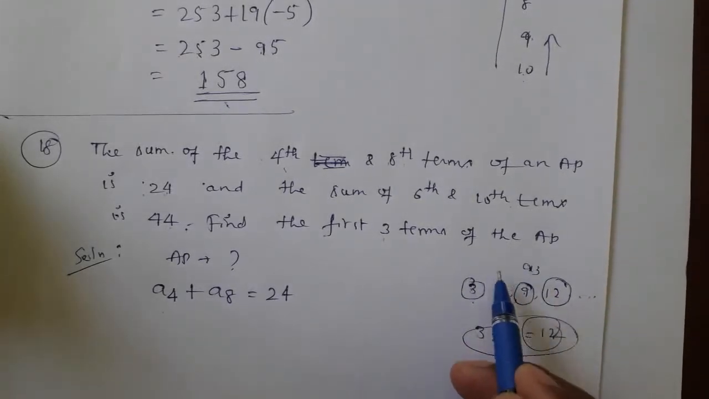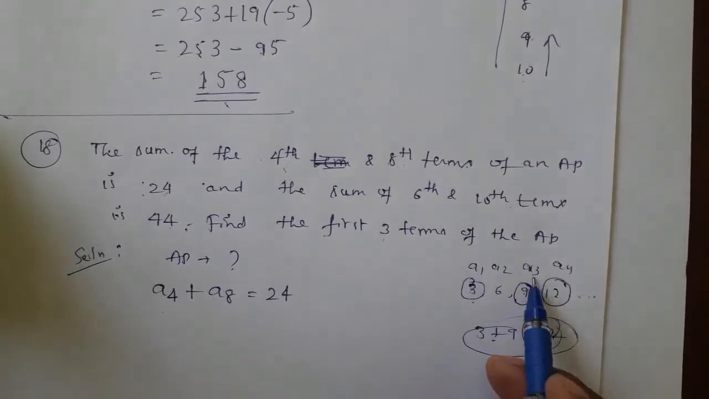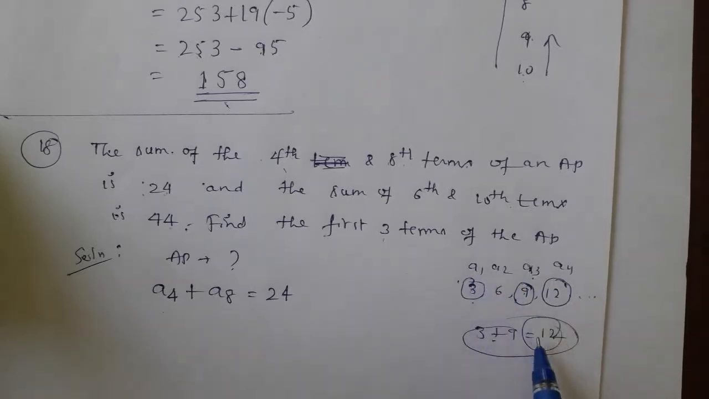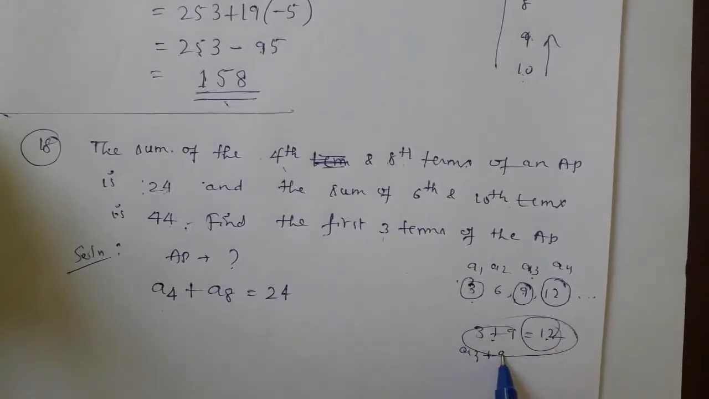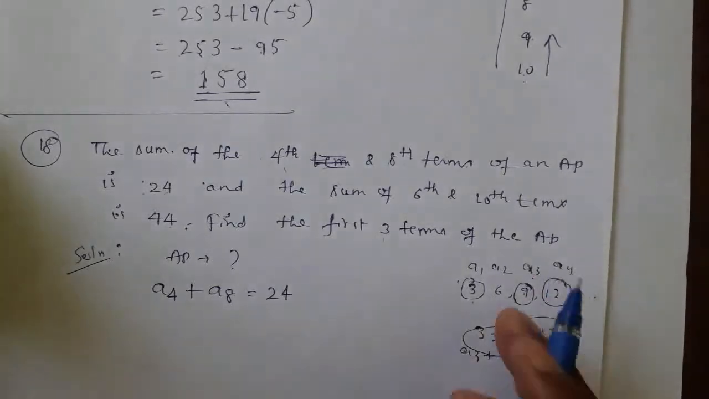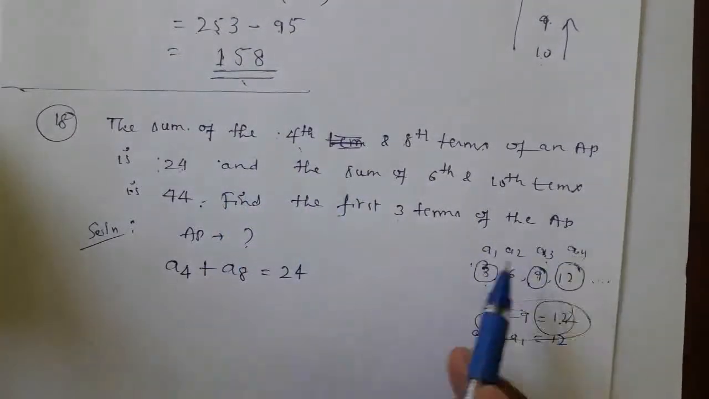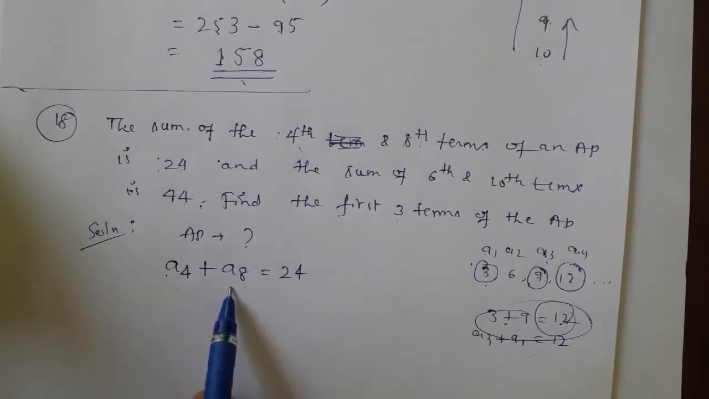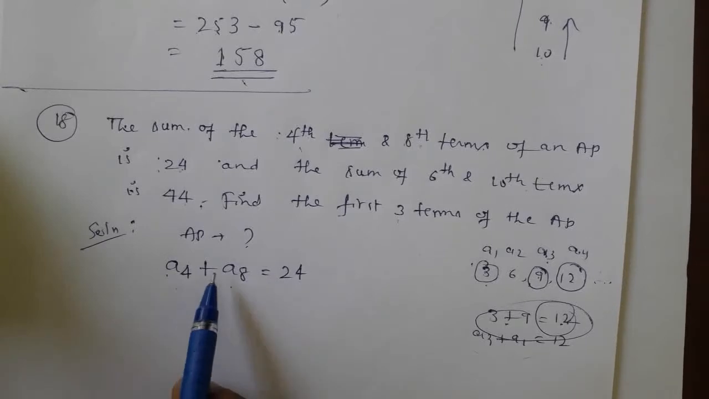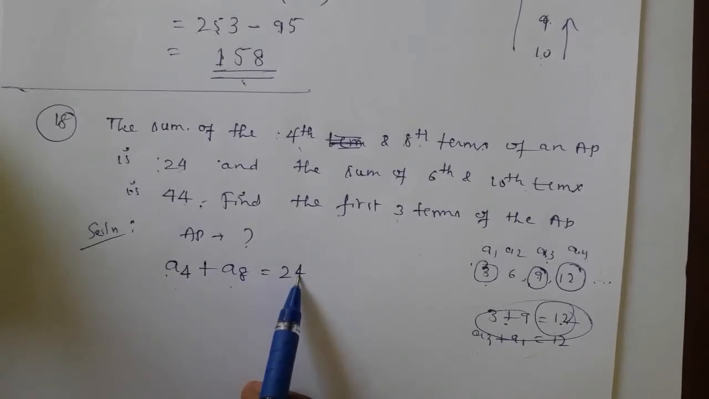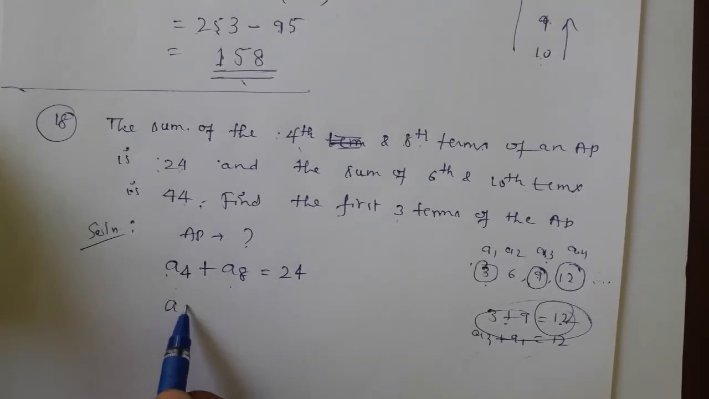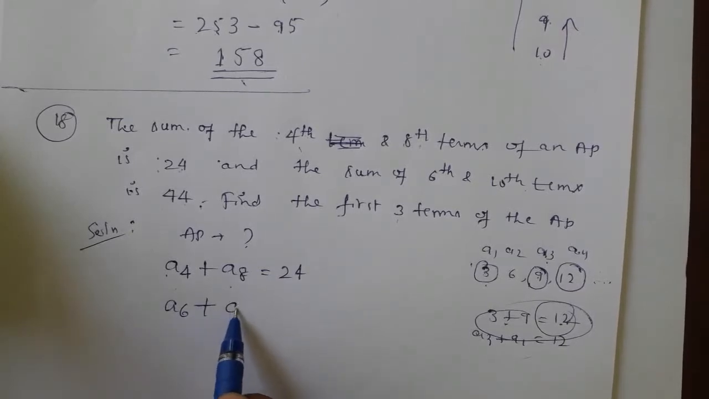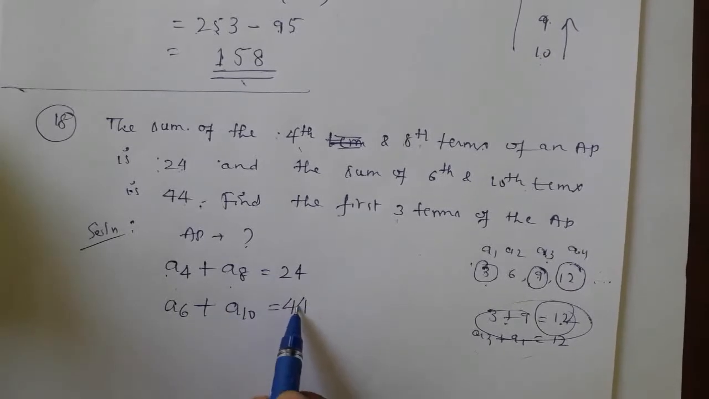This is A3, this is A1, this is A4, A2, like this. See, if the question gave the sum of the third and first, A3 plus A1 is equal to 12 we write, in this example. Similarly here the fourth term is A4 and the 8th term is in position 8. Together these two answers together are 24, not separately. One more clue is the 6th term A6 and 10th term A10, both together are equal to 44.